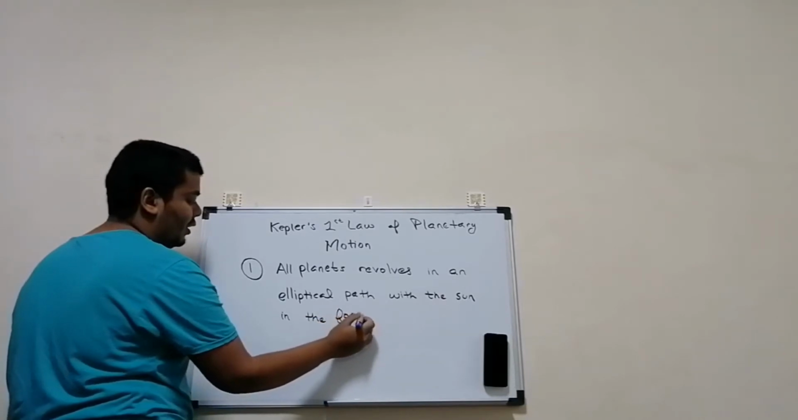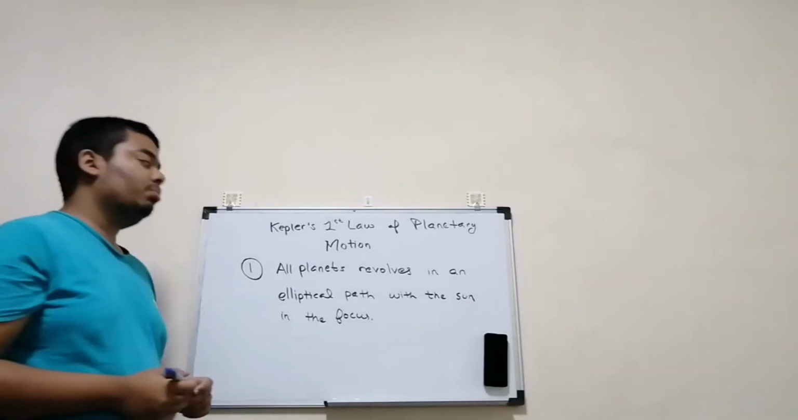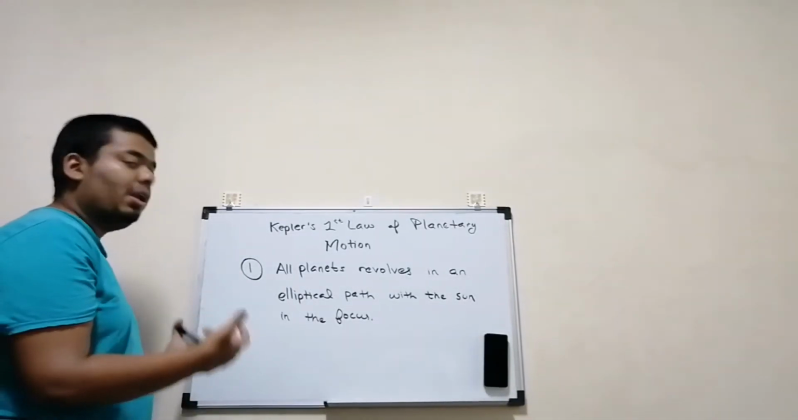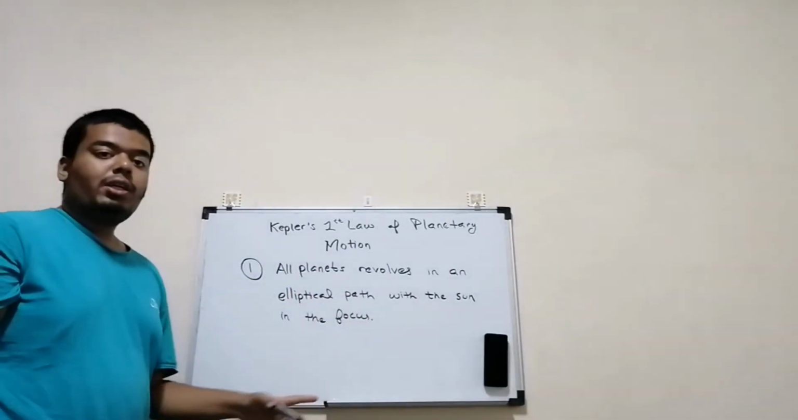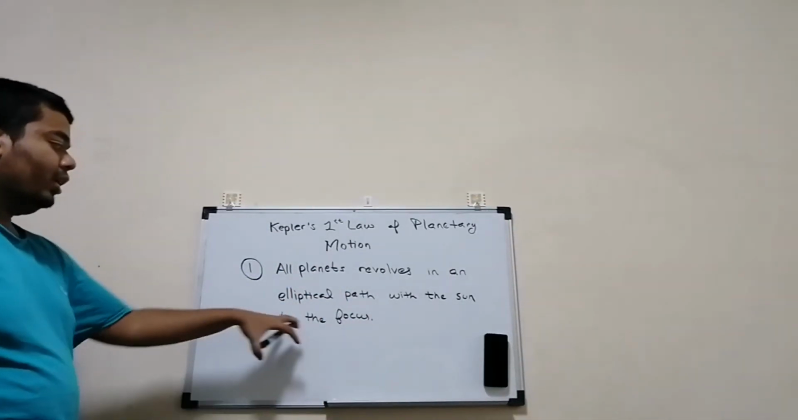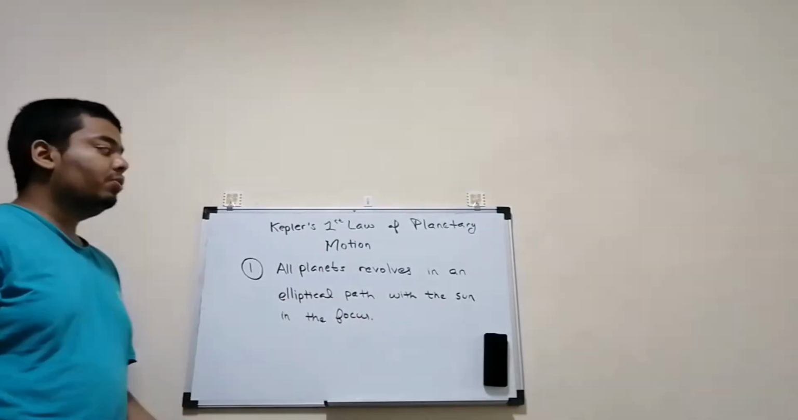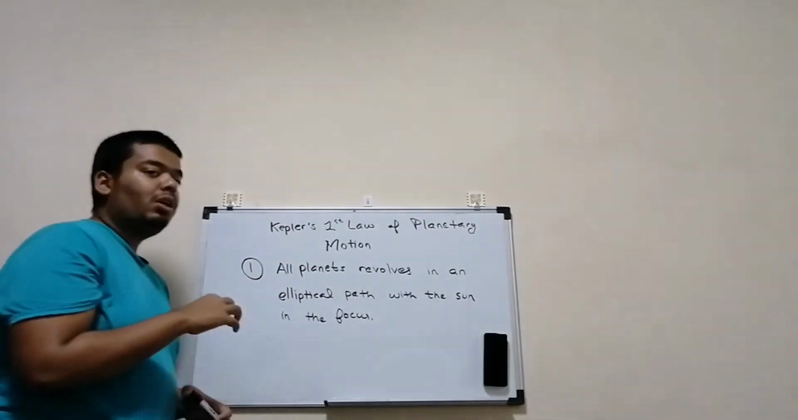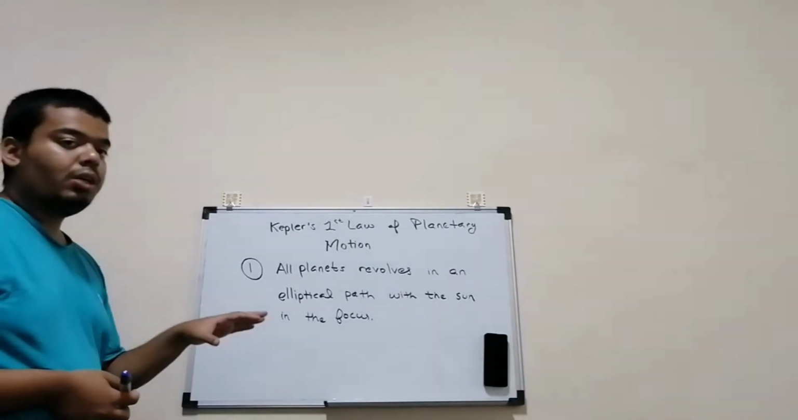Okay, that means that Kepler's first law of planetary motion says that all planets, or a planet you can say, revolve around the sun in an elliptical path with the sun in the focus, which means with the sun in the center of attention, or you would say that the sun is the basis of the path. Okay, so this is the first law. I hope you guys noted it down.